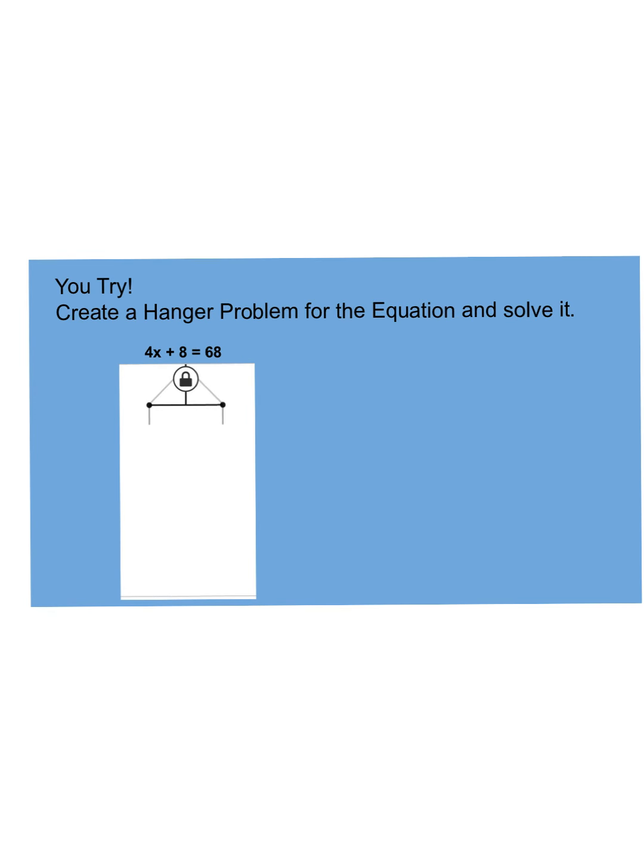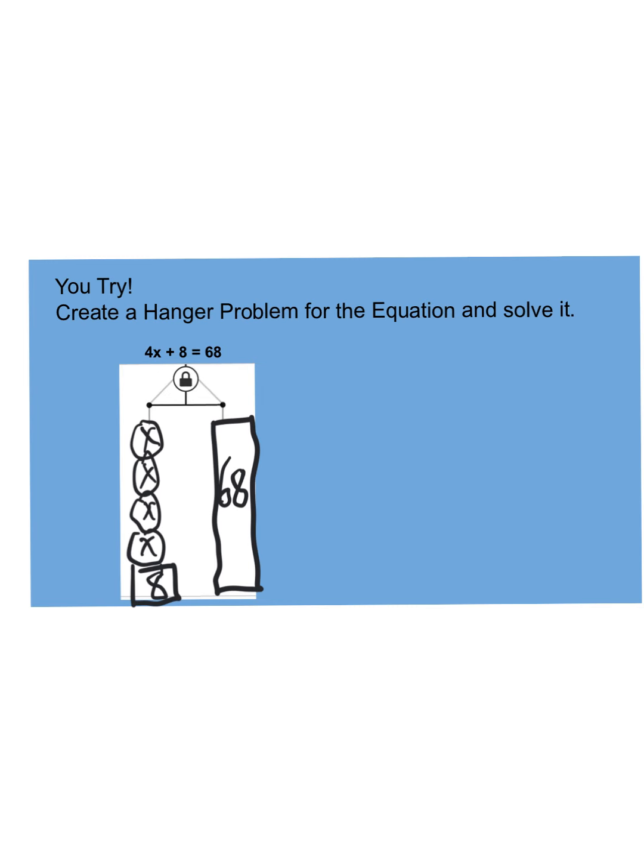All right, let's make a hanger problem for this. And if you remember on Desmos, what we did on the hanger problem, eventually we didn't have like a bunch of ones. We just did a big rectangle and wrote 68. We didn't do 68 ones. So this is what it looked like. All right, it would look a little like this. I have 4 x's, and I have an 8. Now, what would I get, and I have 68 to balance it on the other side.